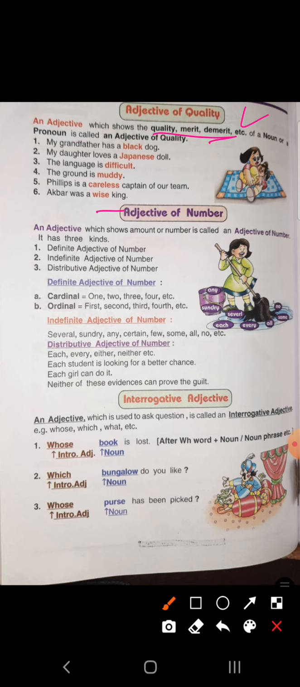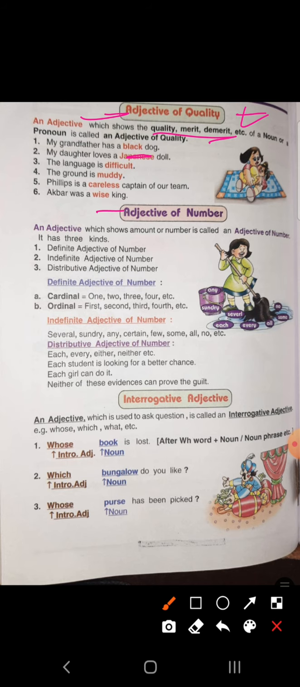So an adjective which shows the quality, merit, demerit, goodness, badness, shape, size, color, etc. They are all the adjectives of quality. You can also call it qualitative adjective. Example first, my grandfather has a black dog. Black, it's a color and colors are all adjectives of quality.